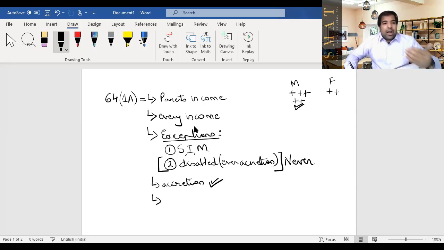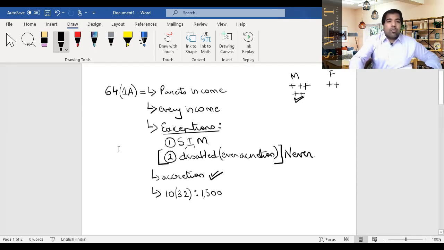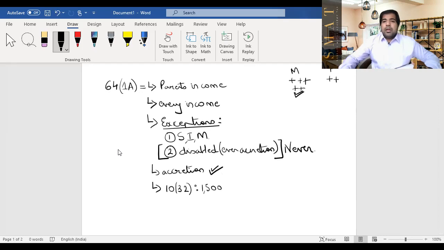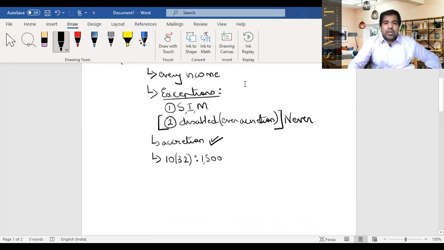Anyway, when you add the income, guys, under section 10(32), you get an exemption of maximum 1500 per child. So you can have any number of children, and for each child whose income is added, you get an exemption of 1500. If the income is not added, there will be no exemption of 1500. Let's move ahead, guys. This is minor children's income. Please remember, minor children's income is under section 64(1A). Now let's move ahead to the next one.